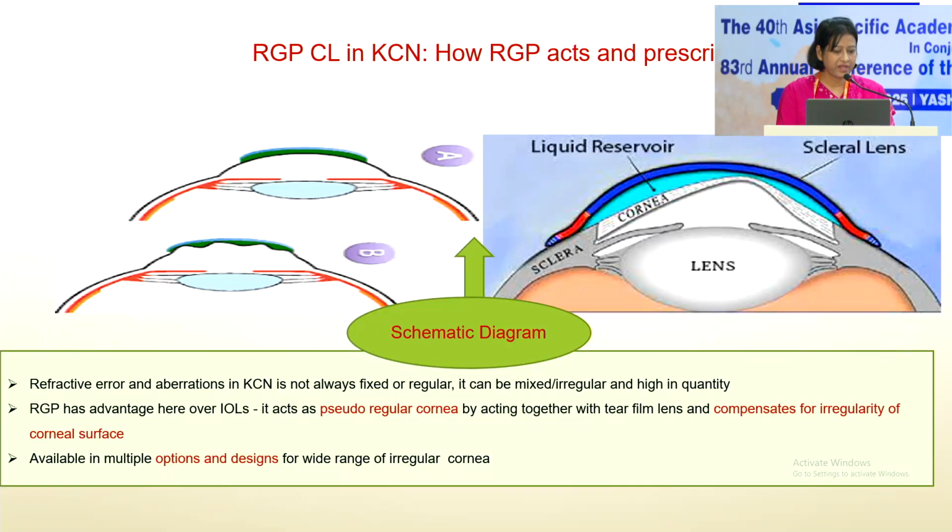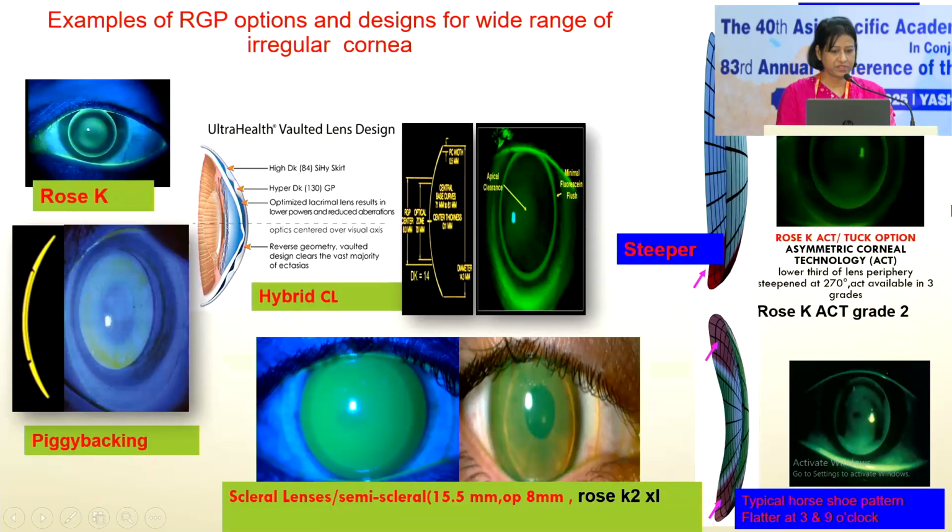The refractive error and aberration in keratoconus is not always fixed or regular. It can be mixed, irregular, and high in quantity. RGP has an advantage here over IOL in that it acts as a pseudo-regular cornea by acting together with the tear film lens and compensates for the irregularity of the corneal surface. It is available in multiple designs and options to compensate for irregular cornea. Here are some examples of RGP lenses that we can use in different kinds of astigmatism and irregular astigmatism.